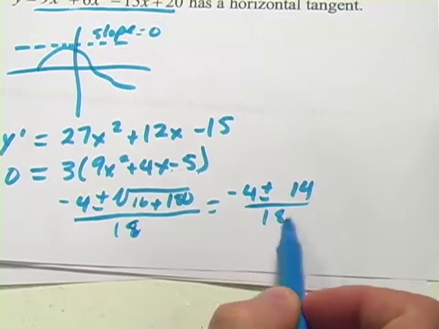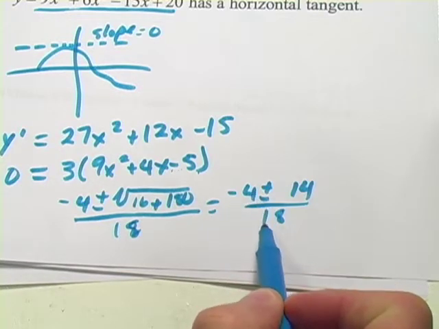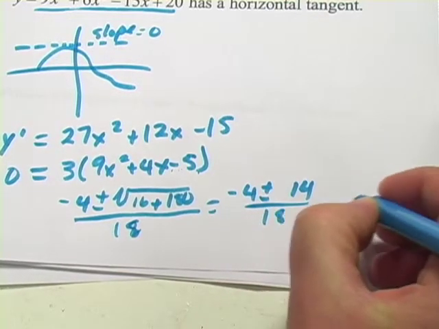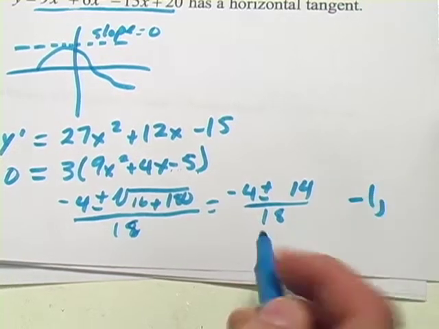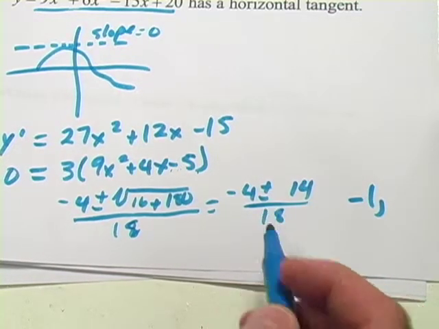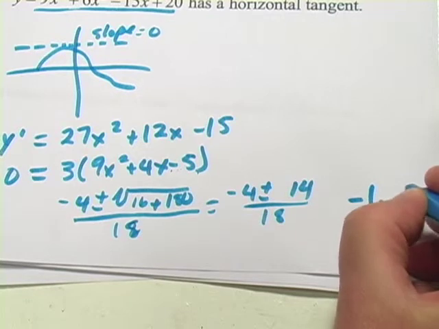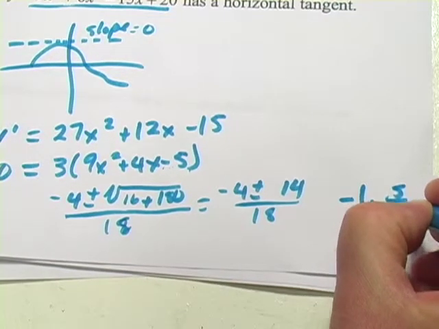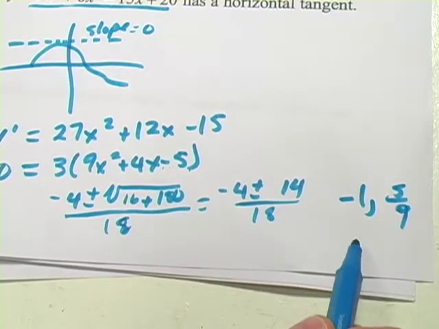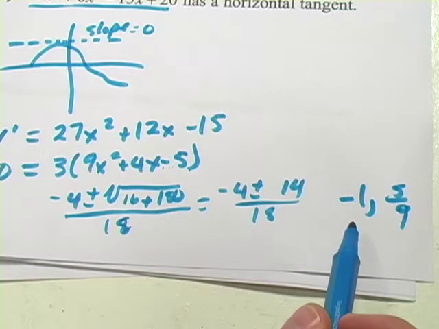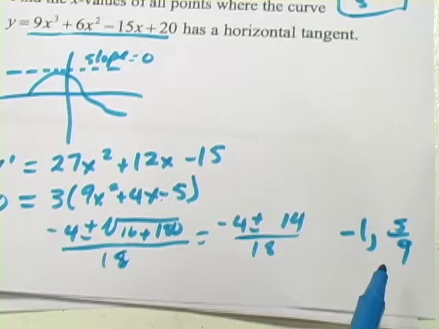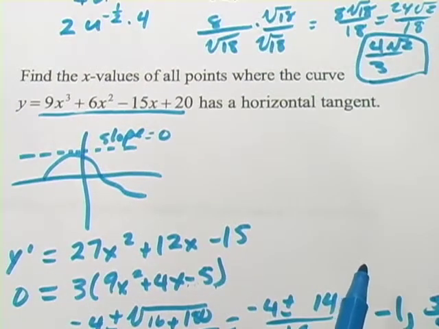And negative 4 minus 14, that would be negative 18 over 18. So negative 1 is one of our solutions. And let's see, I think the other one comes out to be 10/18, 5/9. So those are the two x-coordinates of the points where the tangent to the graph is horizontal, or the slope is 0. And we've answered that problem.